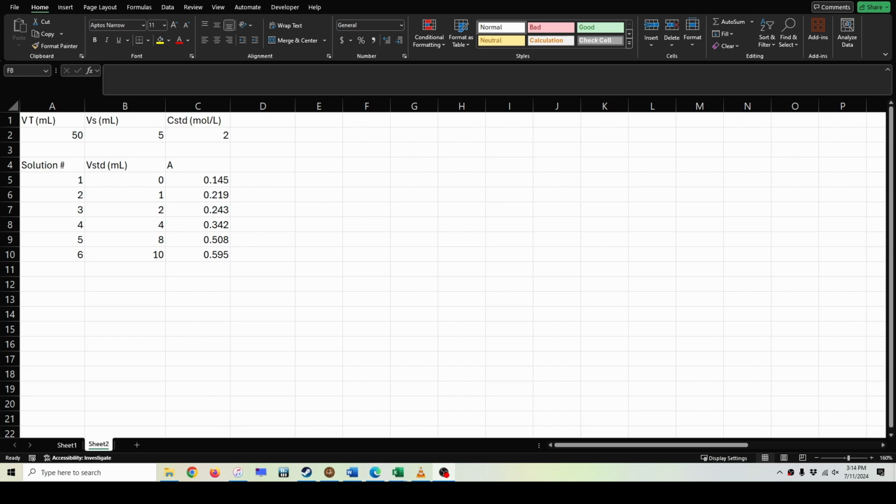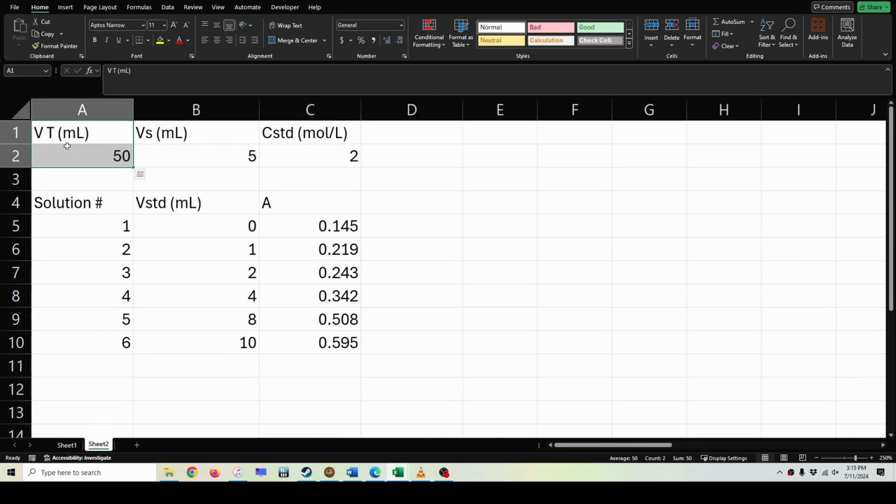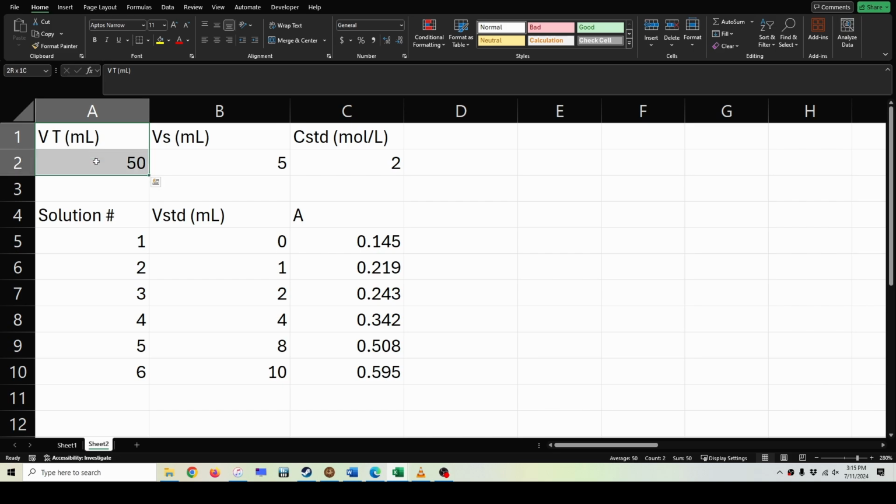Okay, so what I've typed in here is the total volume of these solutions. That's up here. I can try to zoom in some. There we go. Total volume of the solutions here. Now we've put that in milliliters, and that was 50. The volume of the sample was 5 milliliters, and the concentration of the standard solution in moles per liter was 2.